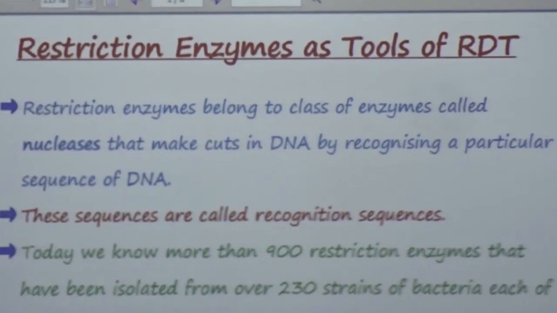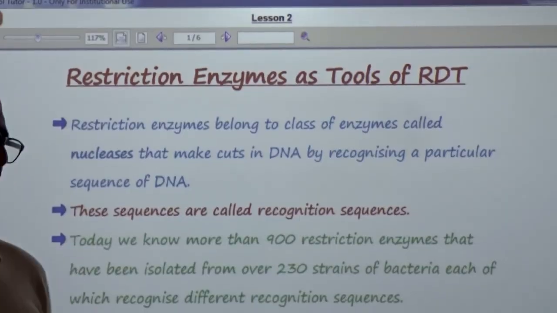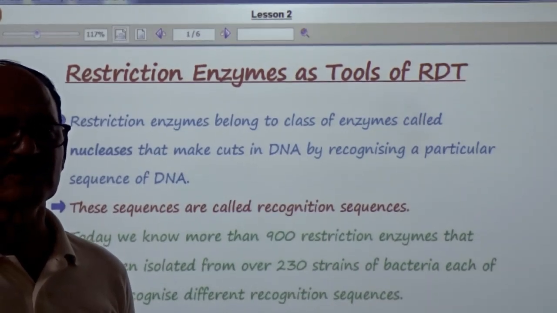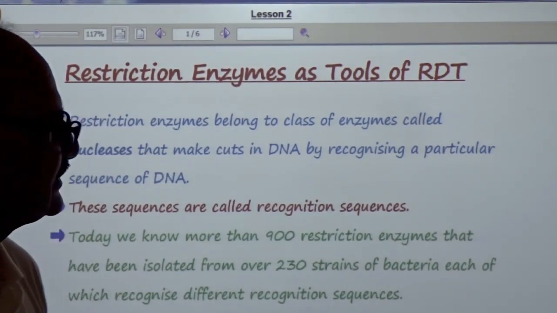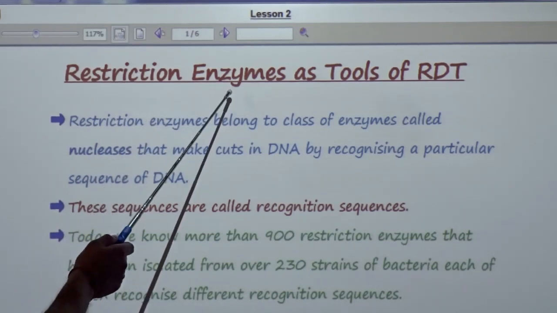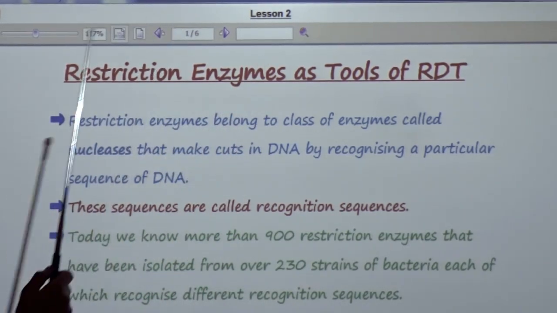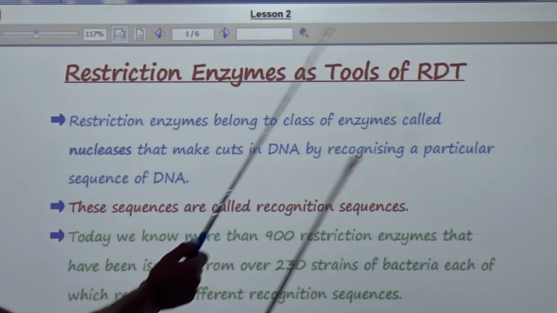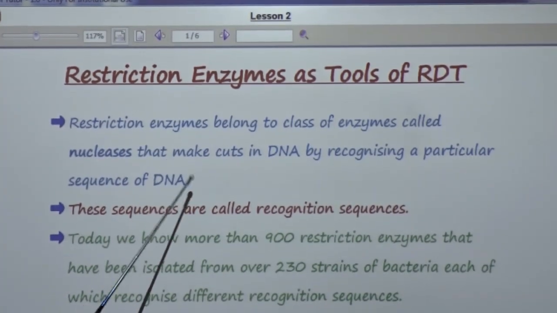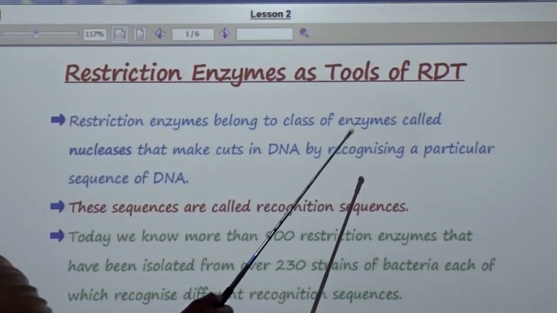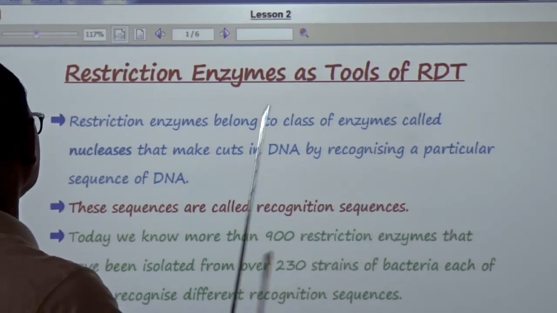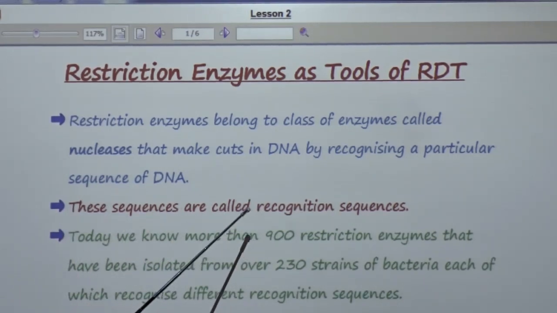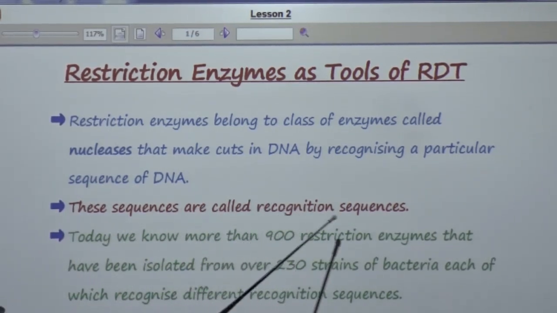So the first tool which is very essential for the process of genetic engineering or biotechnology, that is recombinant DNA technology, is the restriction enzyme. Restriction enzymes belong to a class of enzymes called nucleases that cut DNA by recognizing a particular sequence of DNA. These sequences are called recognition sequences.